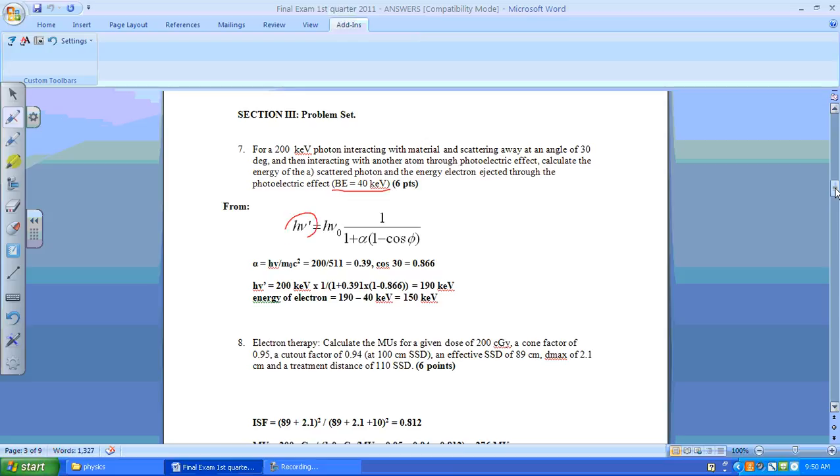So the scattered photon h nu prime, we want to know what that energy is. We know that h nu naught is 200 keV. We know that this angle is 30. Cos of 30 is 0.866. Run that through the equation. You get alpha equals h nu over m naught c squared, which is 0.39. So h nu prime is 200 times this quotient. You end up with 190 keV for the scattered photon. Then the energy of the electron that's scattered through photoelectric effect is your scattered photon energy minus the binding energy. So that's 150. Okay.